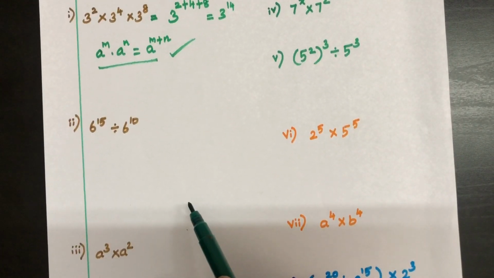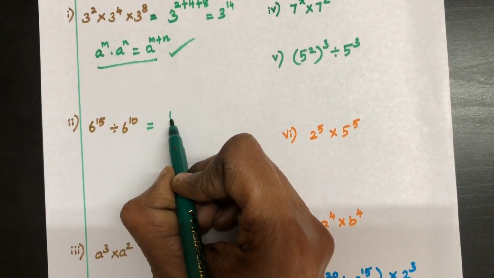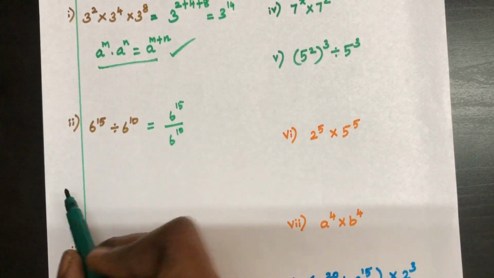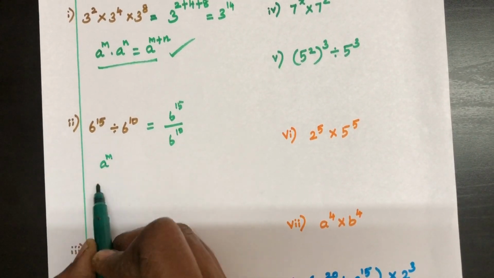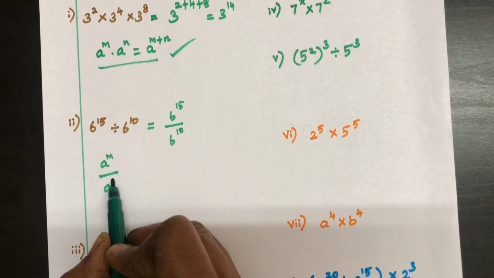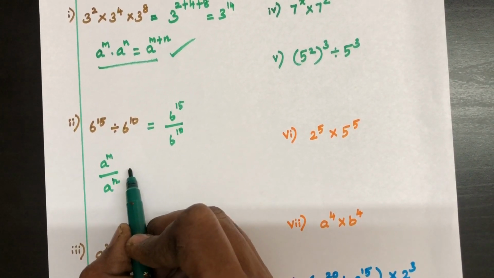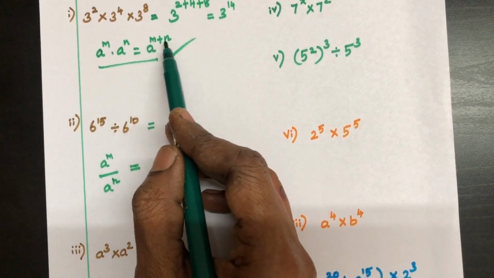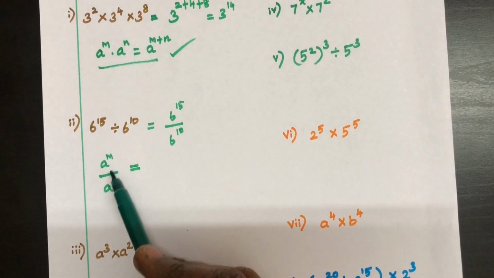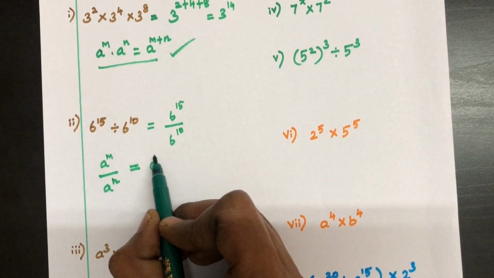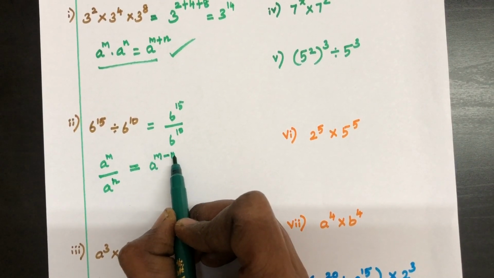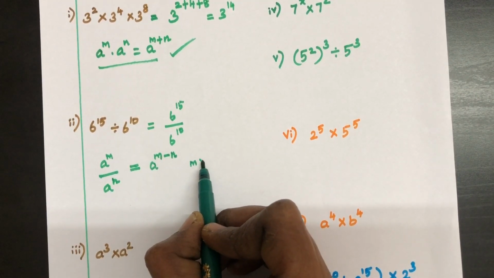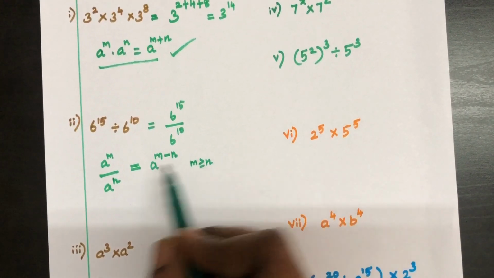Next, second subdivision, 6 power 15 divided by 6 power 10. Here also, a power m divided by a power n. If in the product we are adding the powers, right? In the division, we are going to subtract the powers, a power m minus n, provided m must be greater than or equal to n.